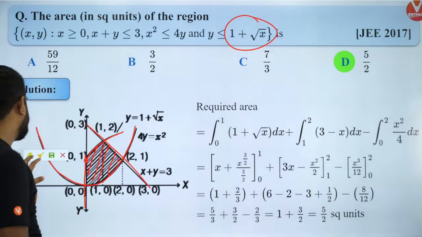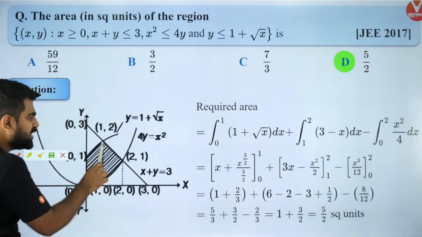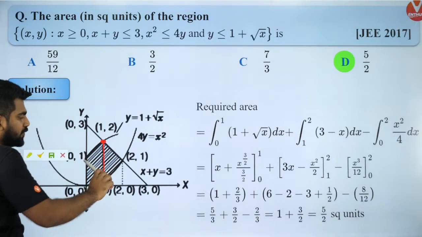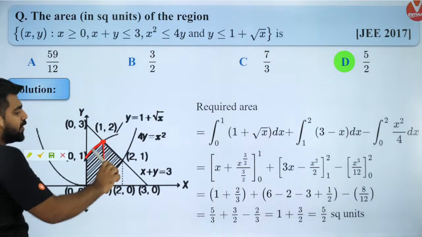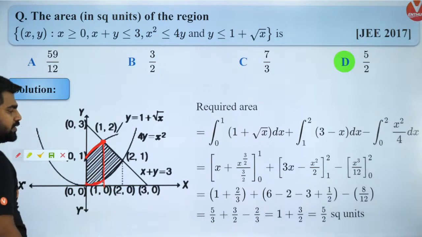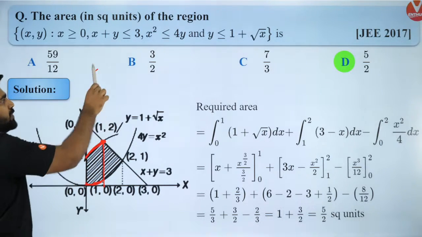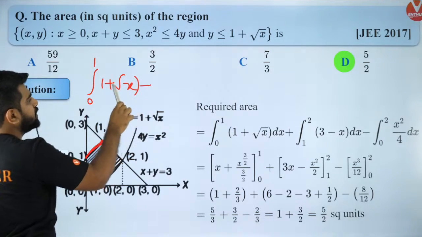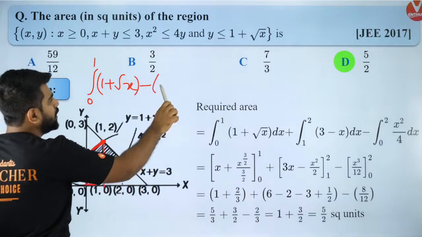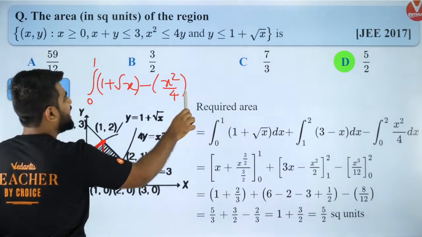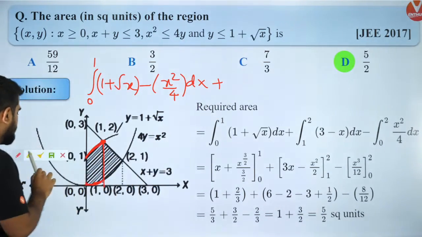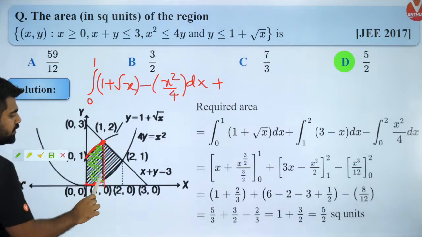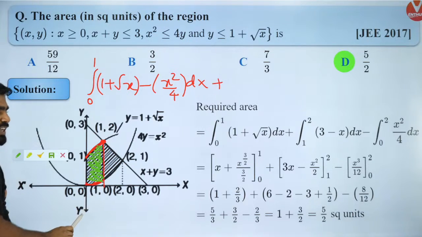So how do I do it? First of all, Girish, at this point the function behavior is changing. From 0 to 1, this is the upper function and this is the lower function. So I will integrate it separately. From 0 to 1, what is the upper function? The upper function is 1 plus root x, minus the lower function, the parabola, which is x square by 4. So that is how you integrate it to find the green color area. Got it? So that's what we do, Girish.